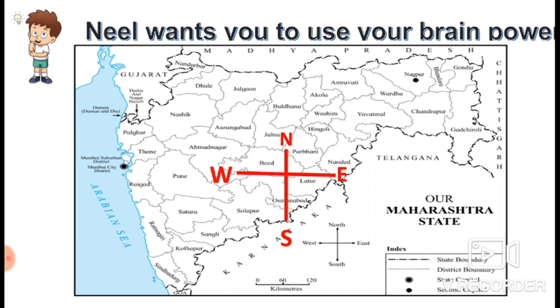Let us see the sub-directions. To the northwest of Bid is Aurangabad. To the northeast is Parbhani. To the southeast of Bid is Latur. To the northwest of Bid is Satara. Now students, you can read the map by placing the compass rose on other districts of our state.